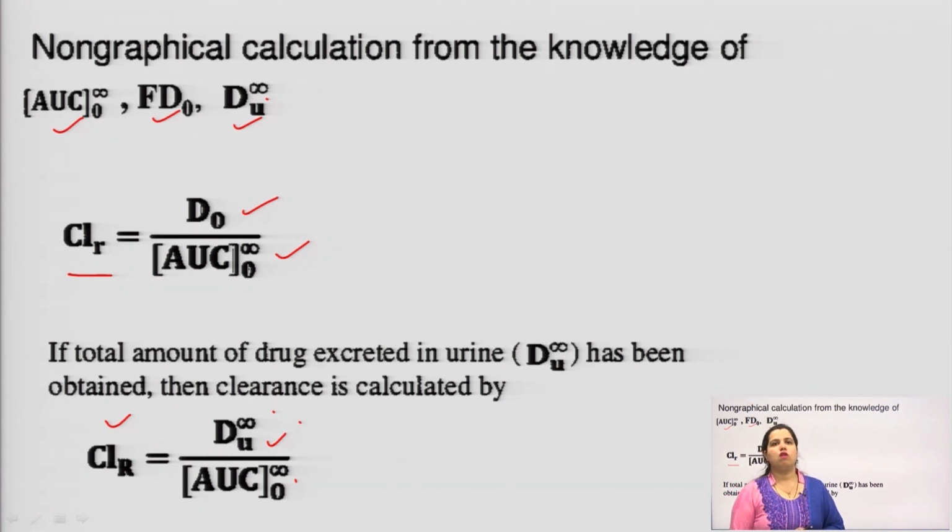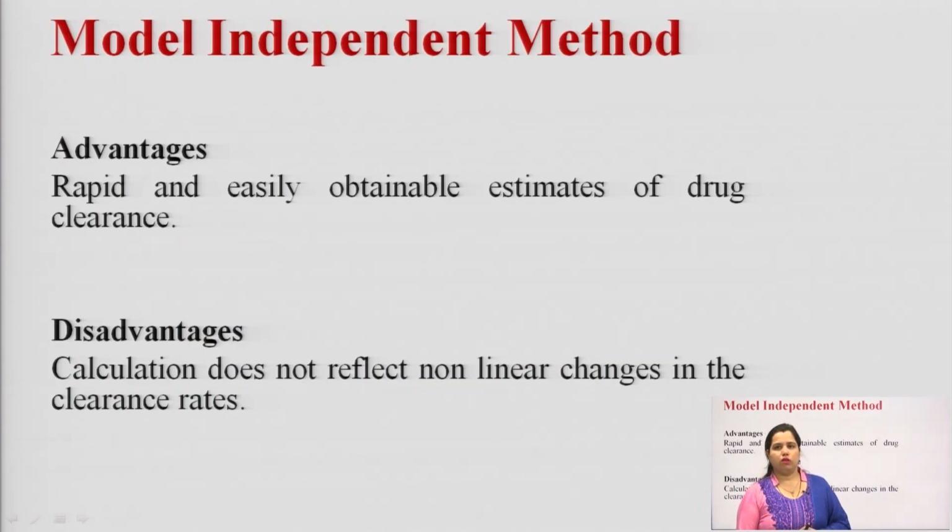Non-graphical calculation is from the knowledge of AUC, F, D and DU. Basically, DU is the drug excreted in urine, and once obtained, the clearance is calculated from the formula given. Now, these are the advantages and disadvantages. The advantages are rapid and easily obtainable estimates of drug clearance, but the disadvantage is that sometimes it does not give an exact representation of the data.